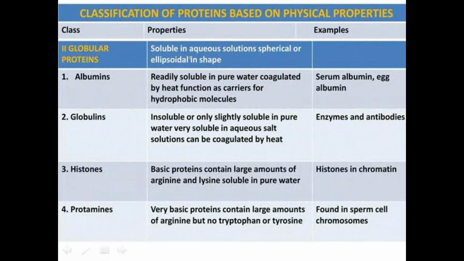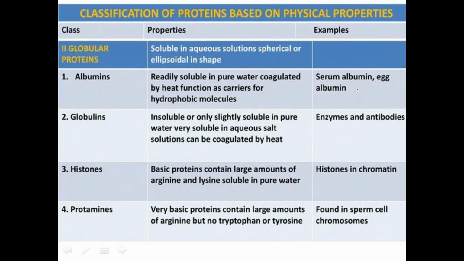Next, globular proteins. What are globular proteins? These are soluble in aqueous solution, whereas fibrous ones are not. They exist in spherical or ellipsoidal shape. The main examples are albumins, globulins, histones, and protamines. Albumins are readily soluble in pure water, can be coagulated by heat, and act as carriers of hydrophobic molecules. Examples are serum albumin and egg albumin.